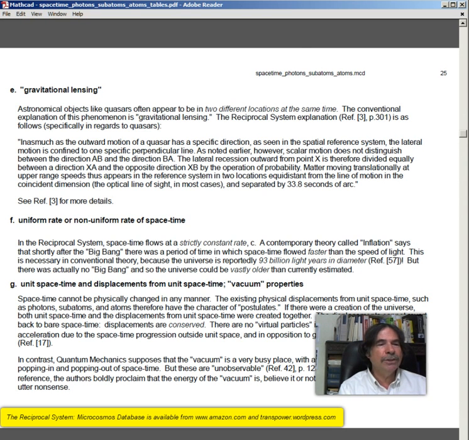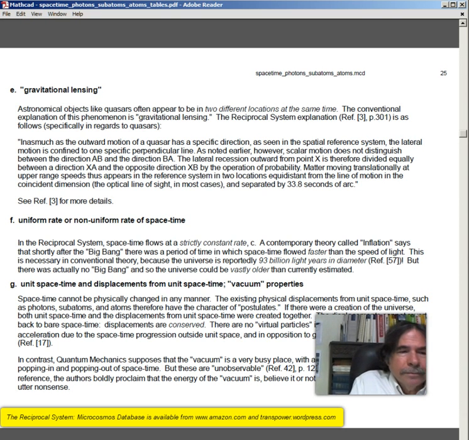Matter moving translationally at upper range speeds thus appears in the reference system in two locations, equidistant from the line of motion in the coincident dimension, the optical line of sight in most cases, and separated by 33.8 seconds of arc. Please see reference 2 for more details.